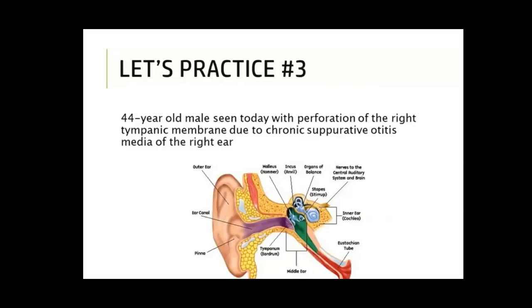And then we have this practice case, and then I'm going to pull up one of the Coding Roundtable small group collaboration cases next. So in this patient, we have a 44-year-old male seen today with perforation of the right tympanic membrane due to chronic suppurative otitis media of the right ear. So what do you think we're going to look up first? Otitis media, maybe? Yeah, we can look up otitis media. Or tympanic membrane, one or the other, I think.